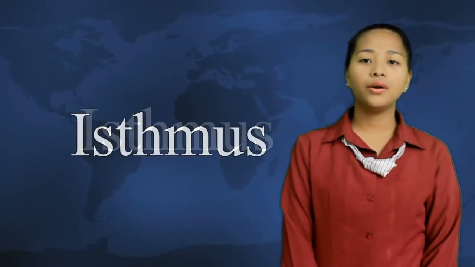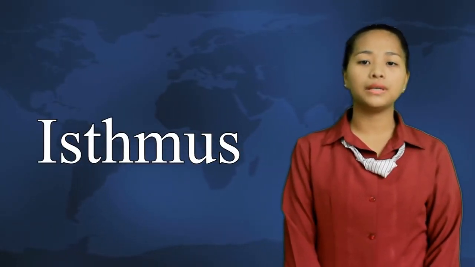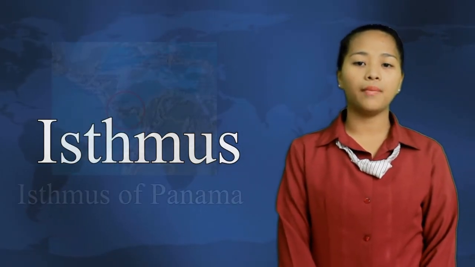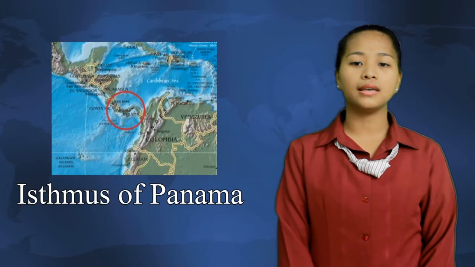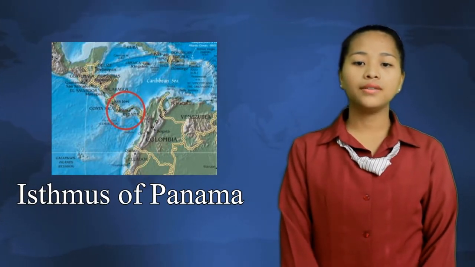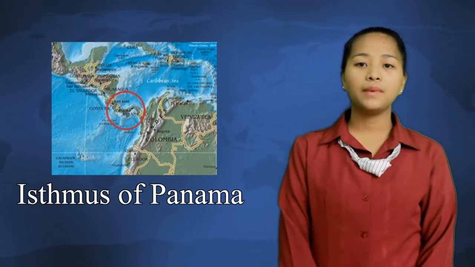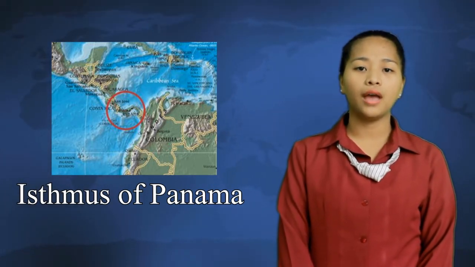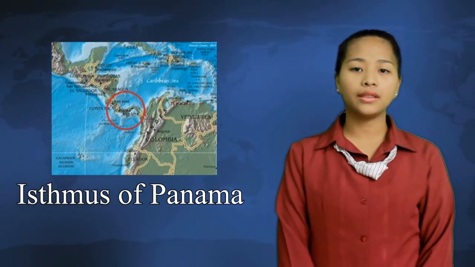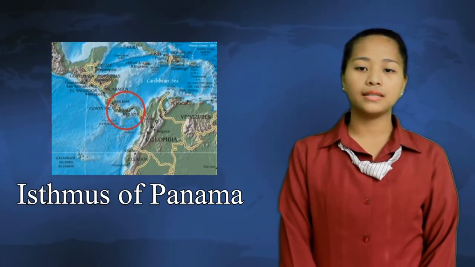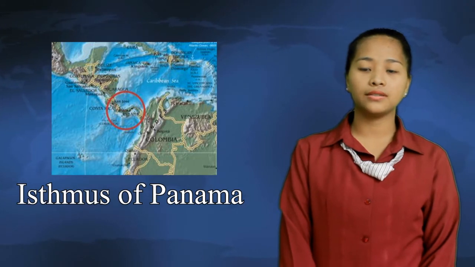Isthmus. A narrow piece of land connecting two larger pieces of land is an isthmus. One example is the Isthmus of Panama, also historically known as the Isthmus of Darien. It is the narrow strip of land that lies between the Caribbean Sea and the Pacific Ocean, linking North and South America. It contains the country of Panama and the Panama Canal. Like many isthmuses, it is a location of great strategic value.